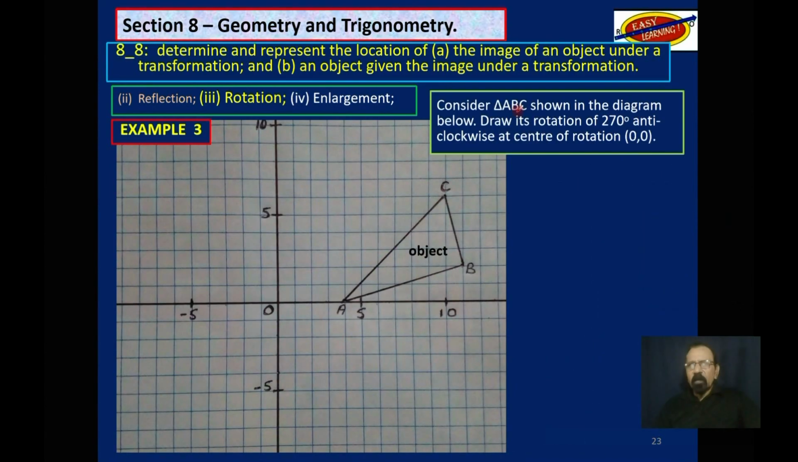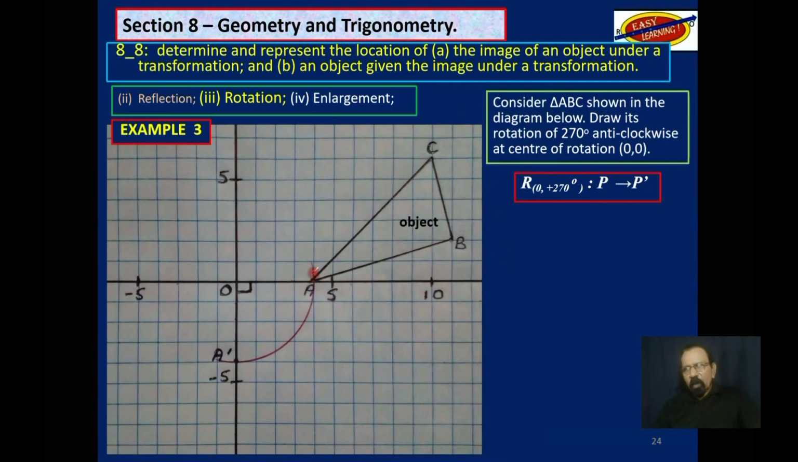Example 3. Consider triangle ABC shown in the diagram below. Draw its rotation at 270 degrees anticlockwise at a center of rotation of 0, 0. So as I said, I will move fast. So this is what you are required to do in notation form. Now you do know that going all the way around here, which is 270, is the same as coming this way, 90. So that is what I will do.